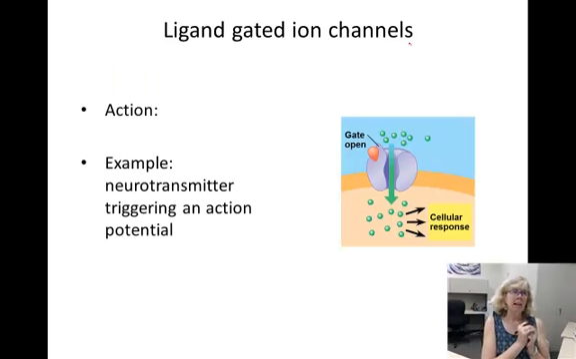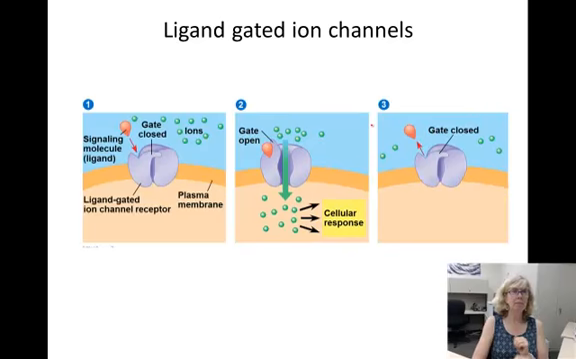A ligand-gated ion channel sits closed in the plasma membrane until it's opened by the ligand. When open, ions can cross the membrane using facilitated diffusion. An example of this sort of cell signaling is a neurotransmitter triggering an action potential in a nerve cell. Use the figure in Chapter 11 to translate these steps into your own words.